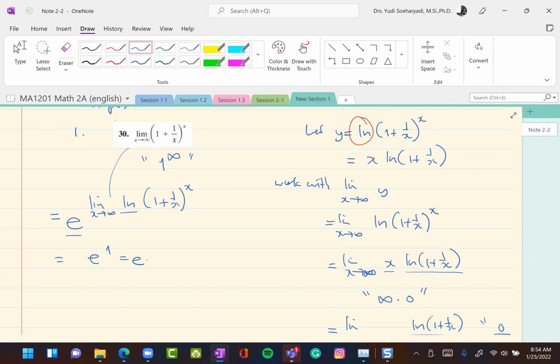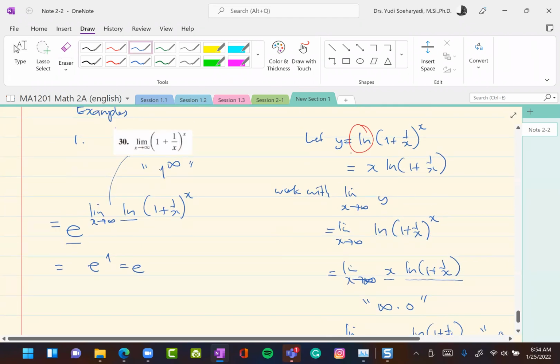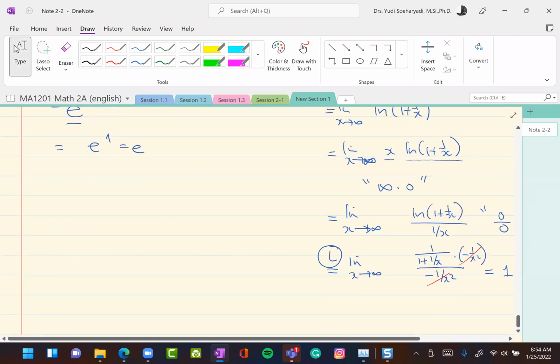Okay, questions? Sir, I have a question. Why did you put e in the last part? All right, that's to counter the ln. Right? Okay, understood. Okay, we apply ln first, and then at the end apply e, the inverse. Okay. More questions? All right, if not, we'll stop here.